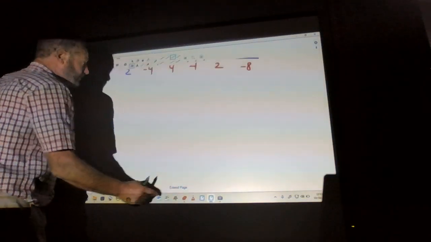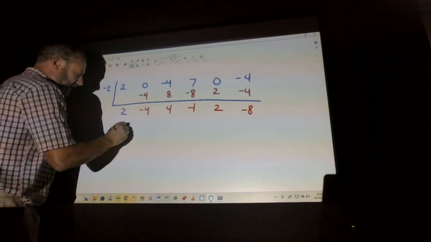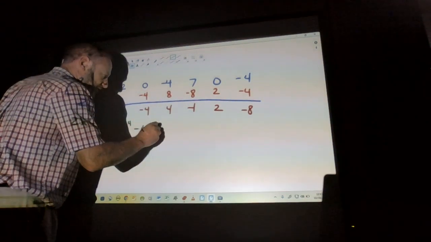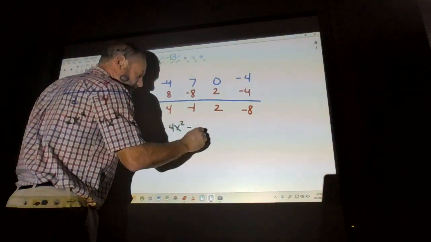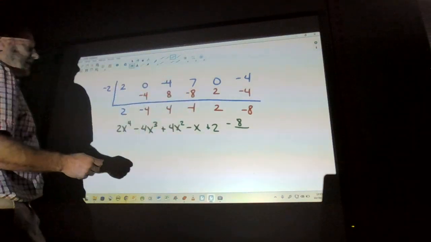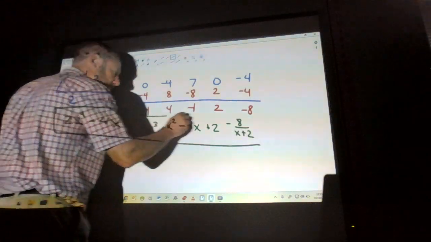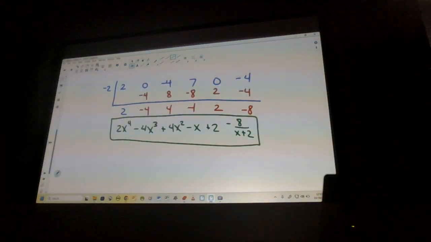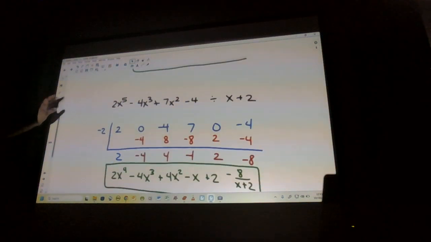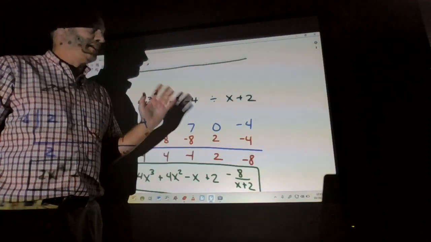Okay, so what's my answer? I started out with an x to the fifth, so that means this is 2x to the fourth minus 4x to the third plus 4x squared minus x plus 2, minus 8 over x plus 2. This is my remainder. That's my answer. So it saves you a bit of writing compared to long division. Like I said though, if the divisor is anything other than x plus a or x minus a, you can't do synthetic division.